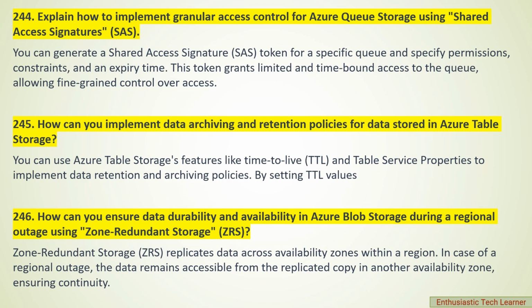Explain how to implement granular access control for Azure Queue Storage using Shared Access Signatures (SAS). You can generate a Shared Access Signature (SAS) token for a specific queue and specify permissions, constraints, and an expiry time. This token grants limited and time-bound access to the queue, allowing fine-grained control over access.